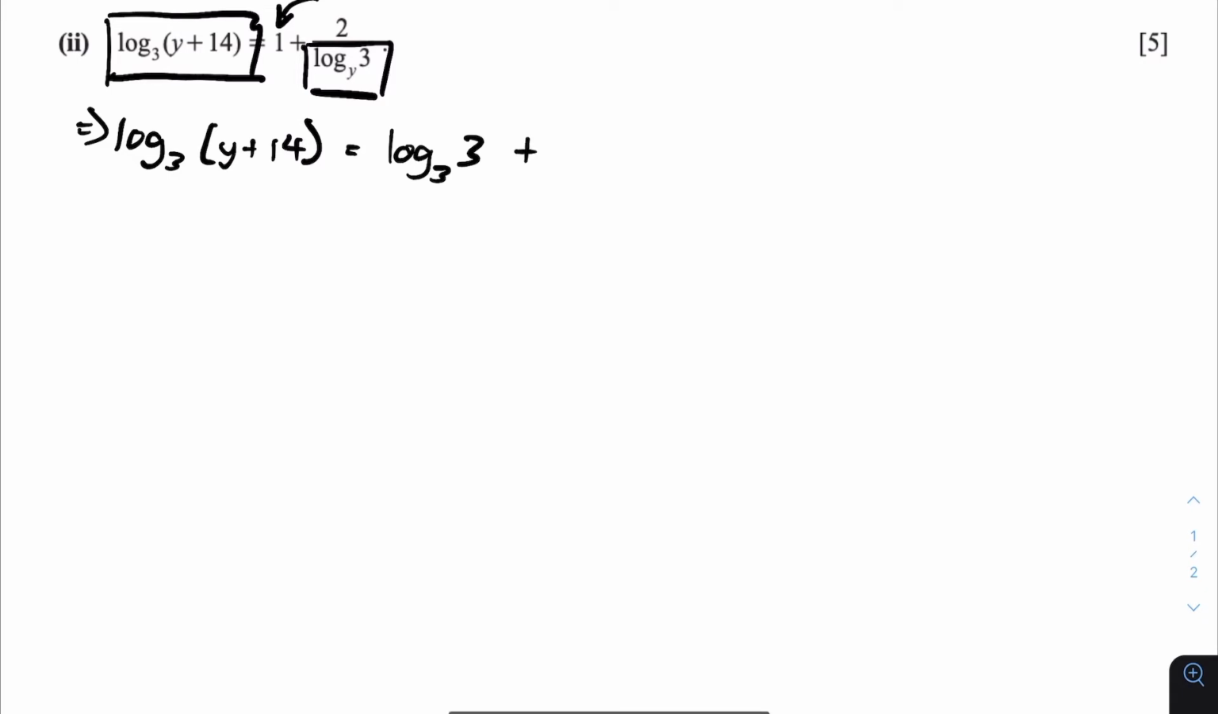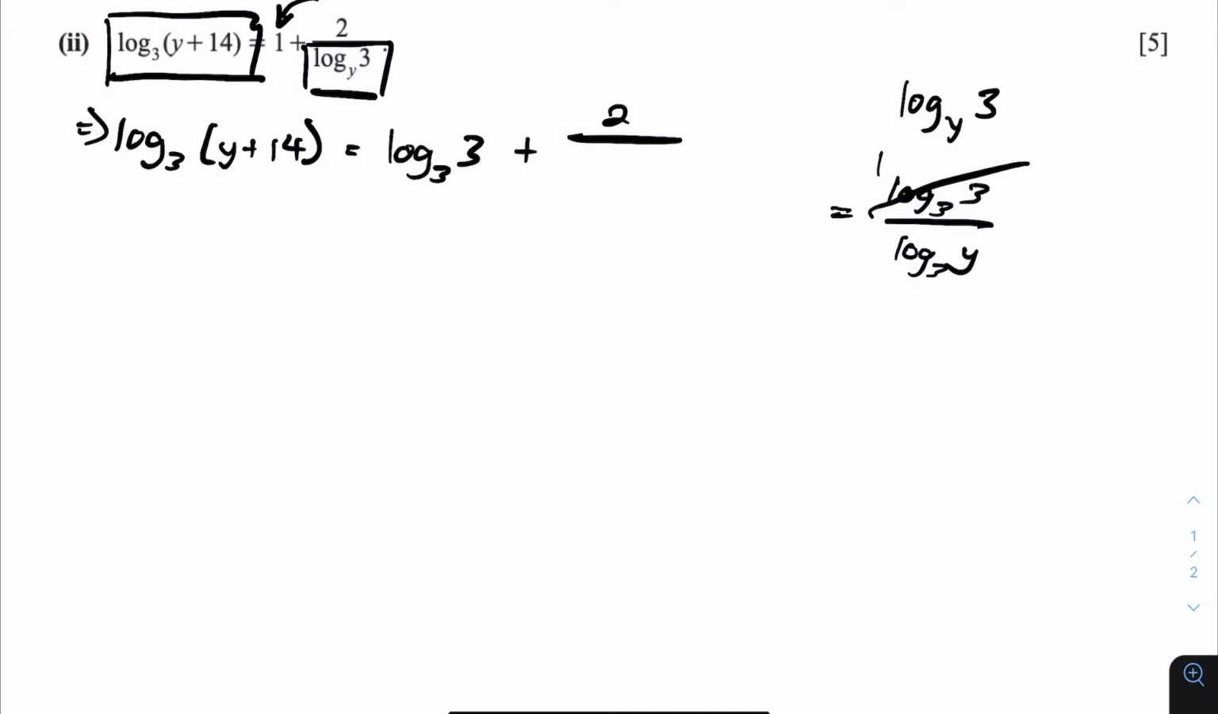Plus 2 over, and then converting log to the base y of 3, we use the change of base rule, which would give us log 3 of 3 over log 3 of y. And this is nice because we can just make this 1, we can cancel it out. So we can substitute our value of log y of 3, which is 1 over log 3 of y, into here.